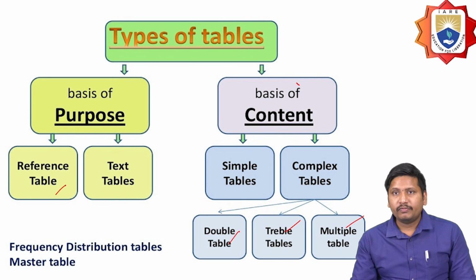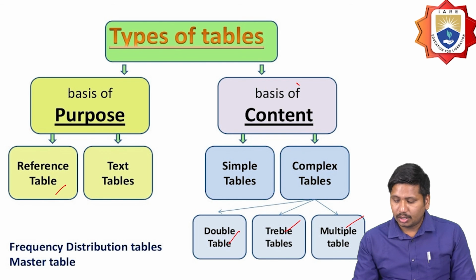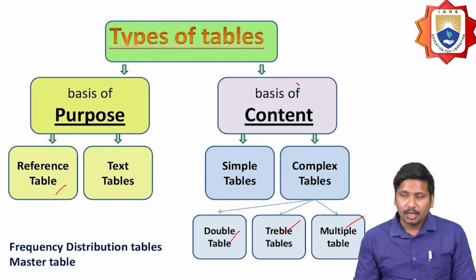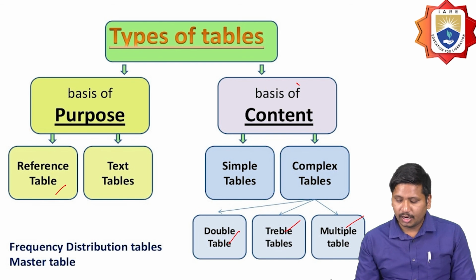So the tables are of two types. Based on the purpose I can classify them as reference tables and text tables, and based on the content I can specify them as simple and complex tables. Again, the simple tables are classified like double, triple and multiple. So let's see one by one.